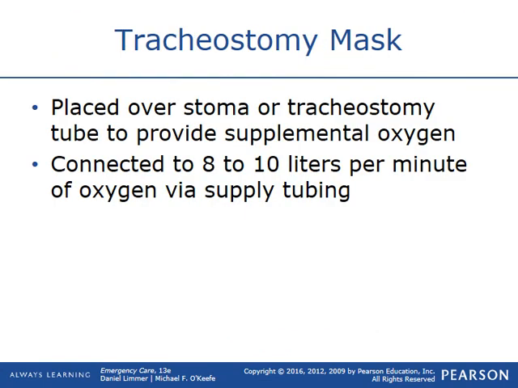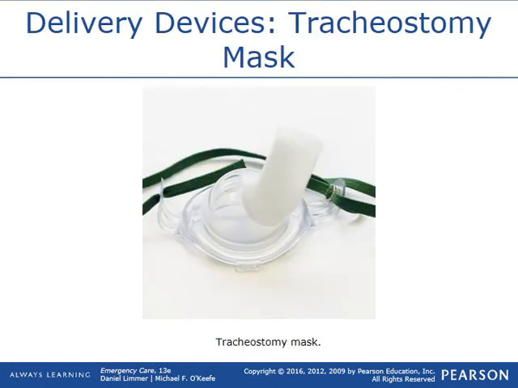Your tracheostomy mask is going to be placed over the stoma or tracheostomy tube to allow for supplemental oxygen. You're going to connect this to the oxygen supply and run it at about 8 to 10 liters per minute. There's a picture of your tracheostomy mask.